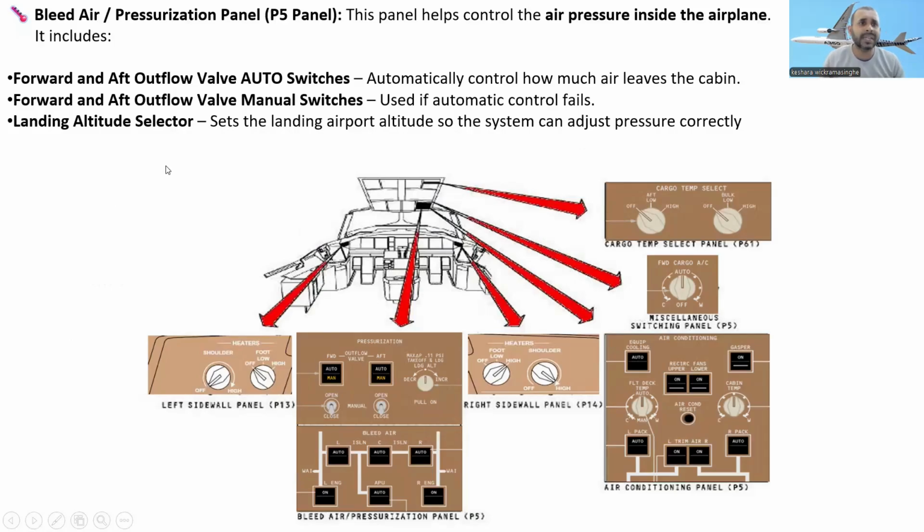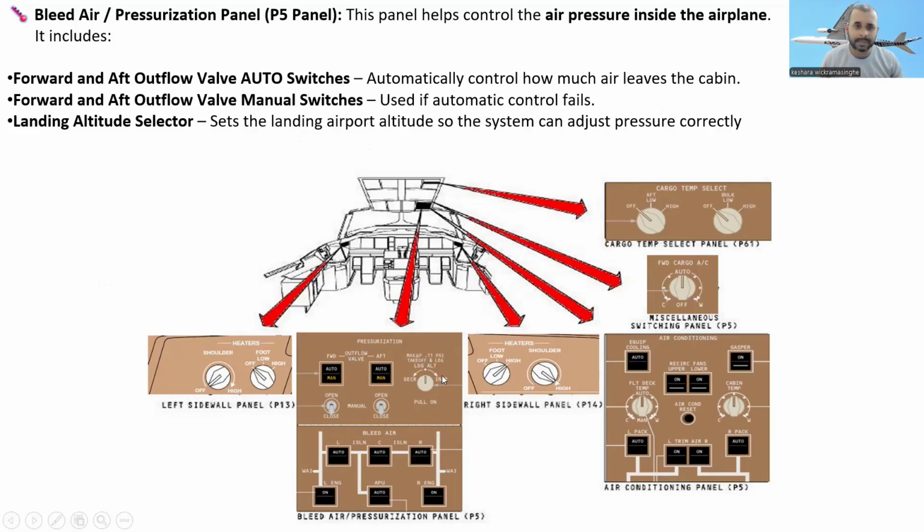All right, so now the bleed air and pressurization panel is situated in the P5 panel. This panel helps control the air and pressure inside the airplane. It includes forward and aft outflow valve auto switches, which automatically control how much air leaves the cabin, and forward and aft outflow valve manual switches are also there. Why do we use manual? If automatic fails, we can use the manual. And the landing altitude selector sets the landing airport altitude so the system can adjust pressure correctly.